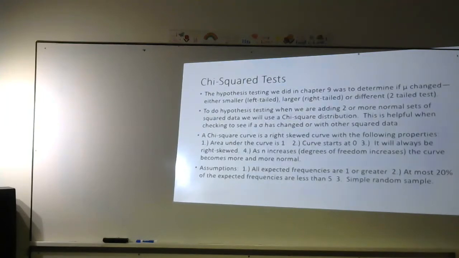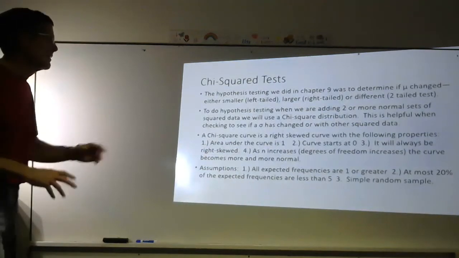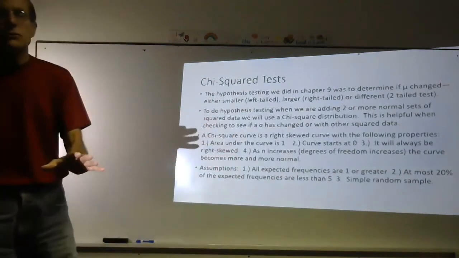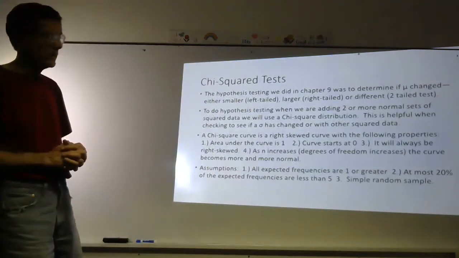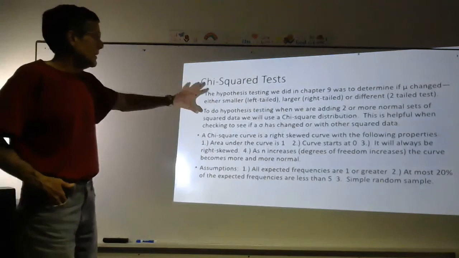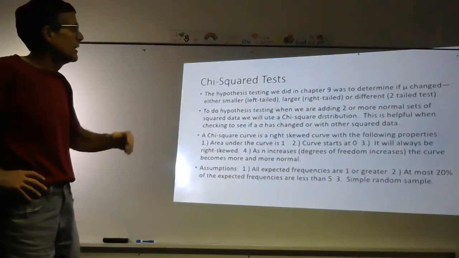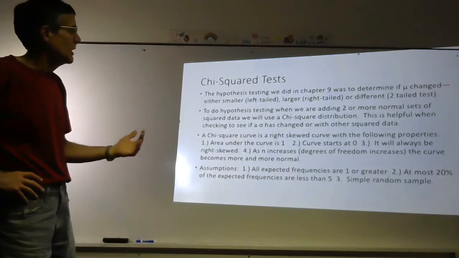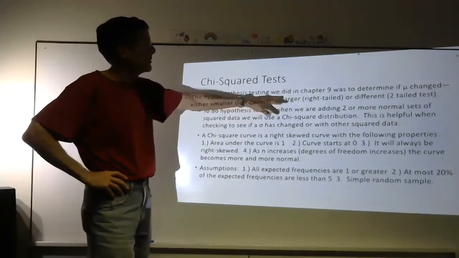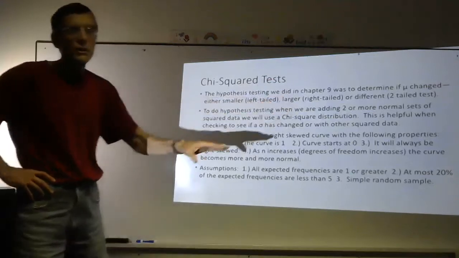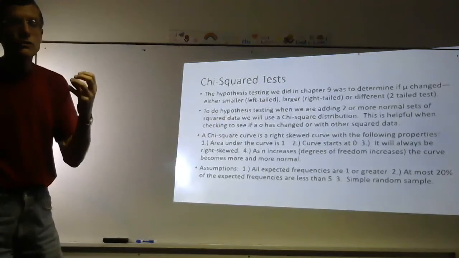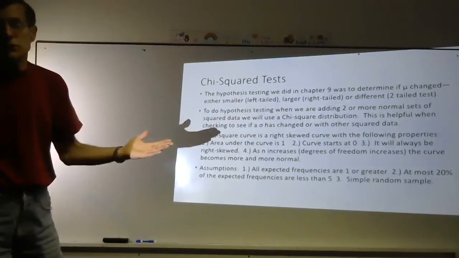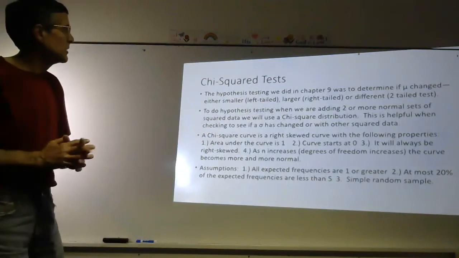Now, some different things about chi-square tests. I want to give you all of this, but basically I'm just interested in, can you do a problem, okay? And you'll be able to see how cool chi-square testing really is. What we did, when we did hypothesis testing in chapter 9, we wanted to determine if the mean had changed. Was it smaller, a left-tailed test? Was it larger, a right-tailed test? Or was it different, a two-tailed test? You don't have to worry about any of that in chi-square. You are just simply looking to see if it's in the reject or not reject region. That's all, okay? Much, much easier.